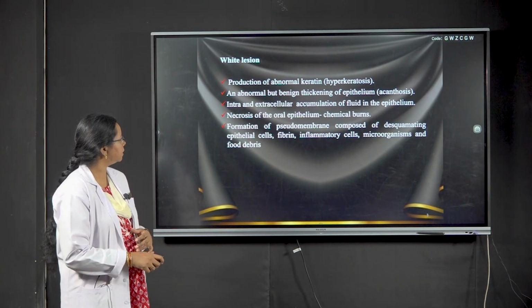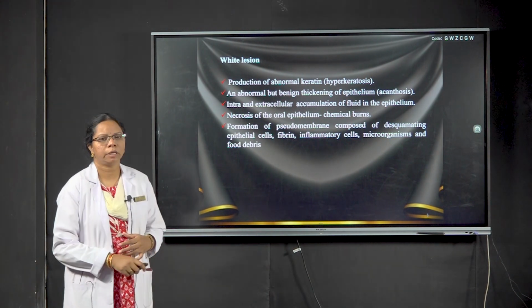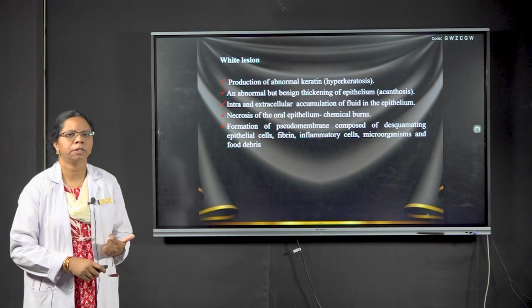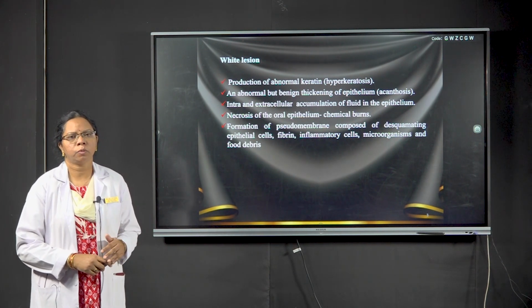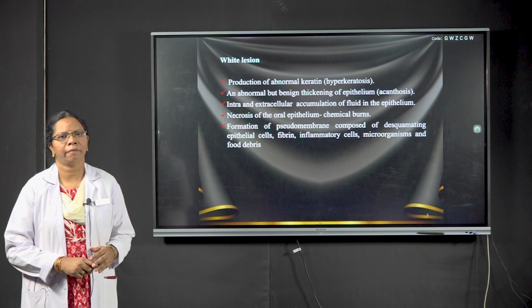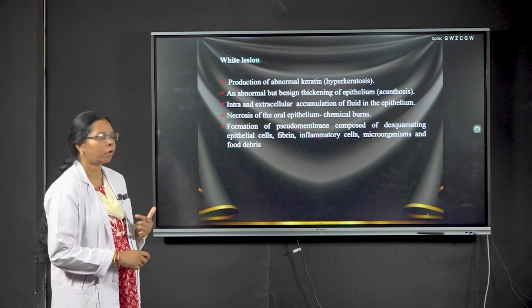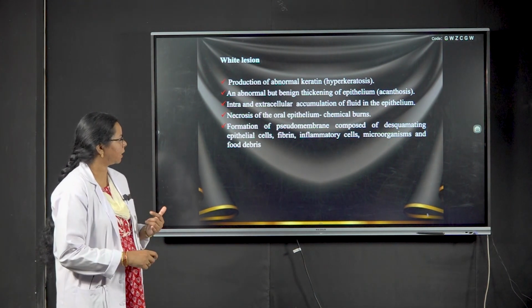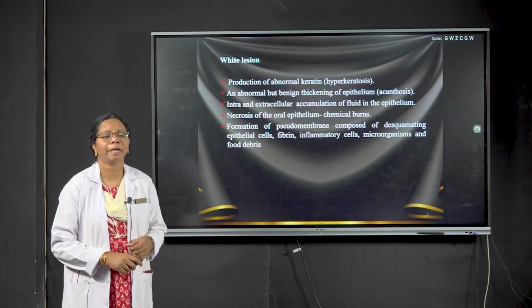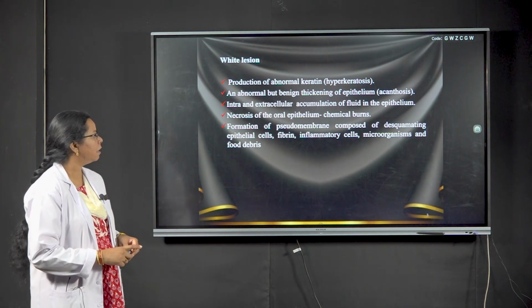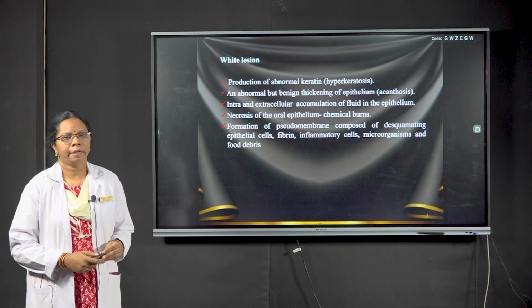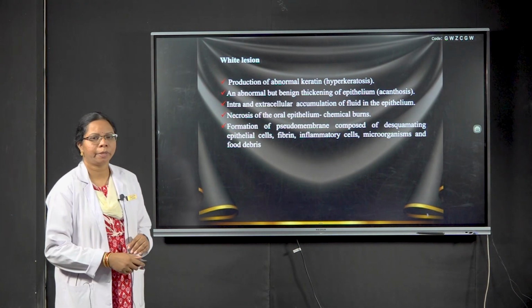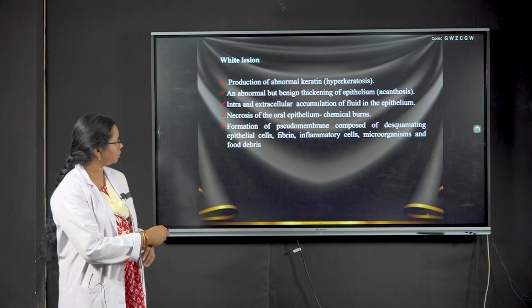And the fourth reason is necrosis of the oral epithelium, especially in chemical burns or thermal burns. The superficial epithelium gets charred and necrosed and appears white in the oral cavity. The last reason for the formation of white lesions is pseudomembrane formation by desquamated epithelial cells, fibrin, inflammatory cells and microorganisms, especially Candida.